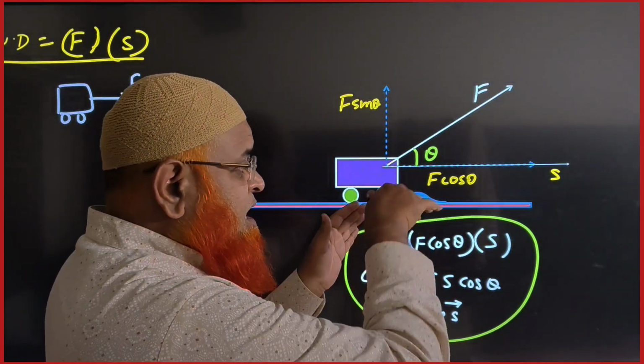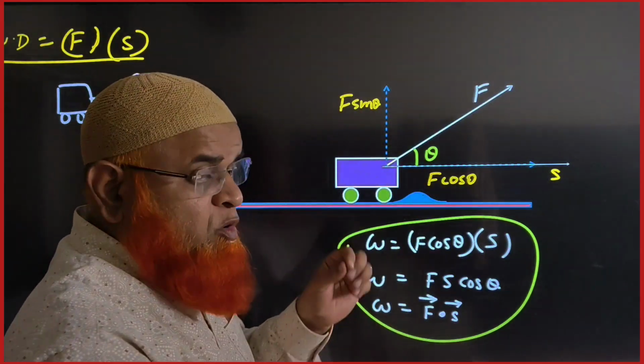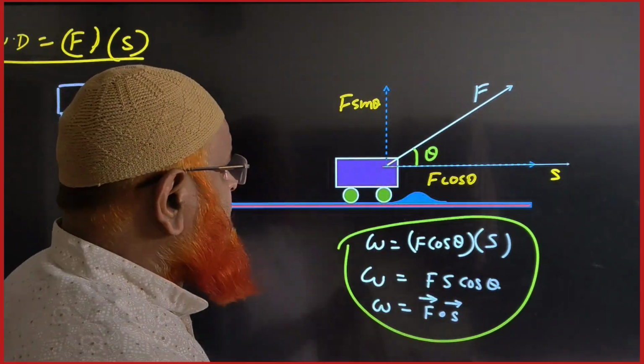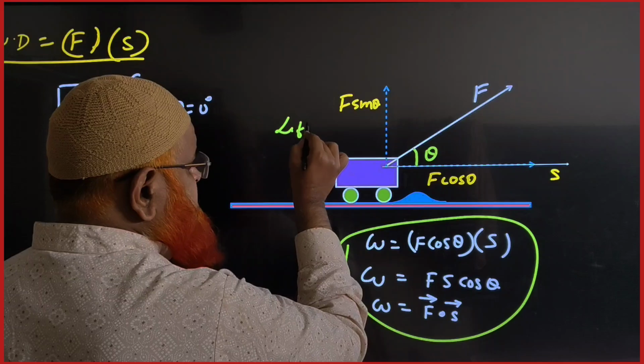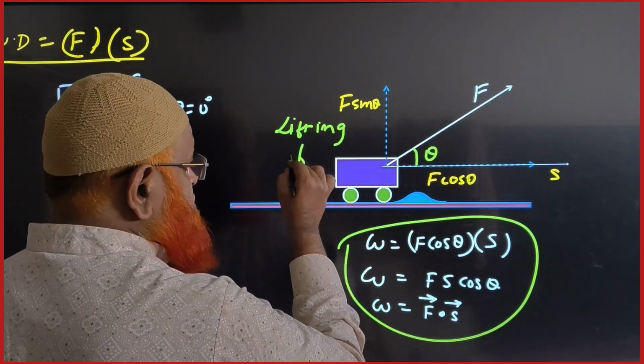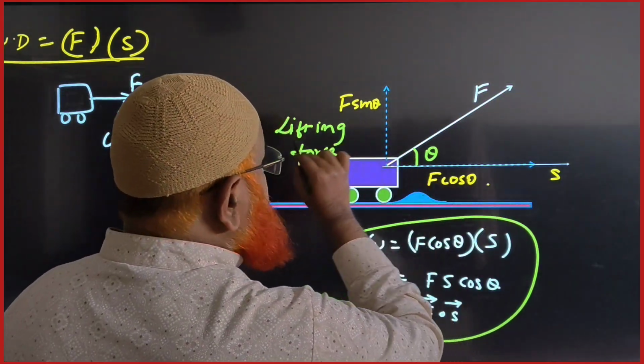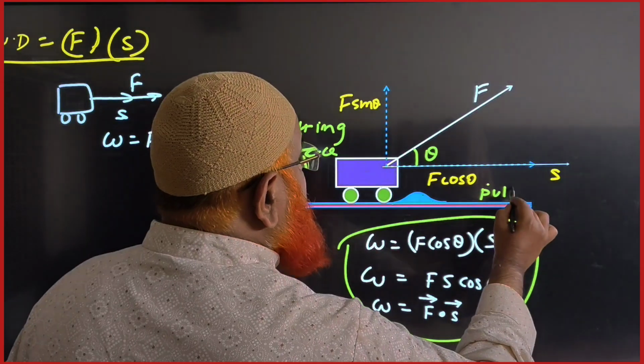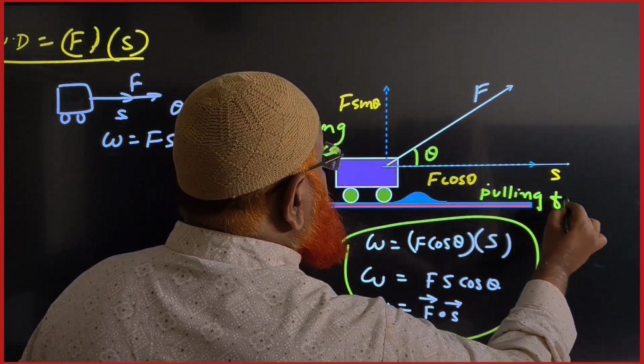जब कभी भी स्पीड ब्रेकर आ रहा है तो बॉडी को थोड़ा ऊपर लिफ्ट करने के लिए कौन सा कंपोनेंट काम करेगा यहाँ पर? F sin theta. Okay, so F sin theta is called the lifting force. And F cos theta, क्या है ये? This is called the pulling force.